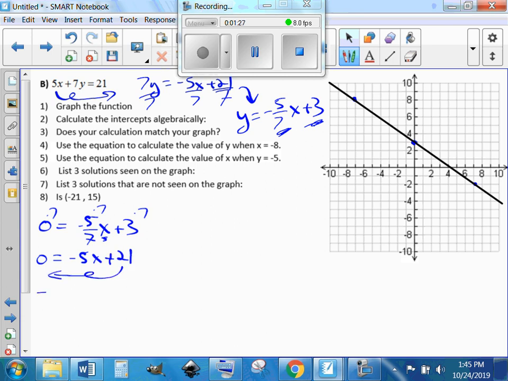Then I'm going to move the 21 over, and then divide by the negative 5. The negative would be positive. And to write it as a decimal, so we can check our graph, 5 divides 21, 4.2 times. So our x-intercept is the coordinate point 4.2, 0.